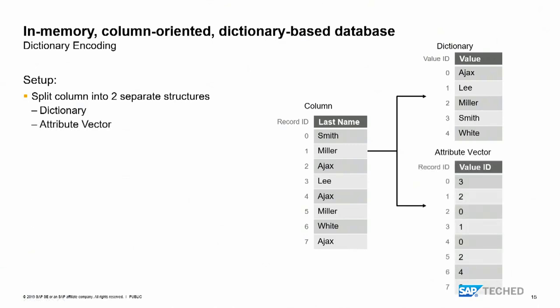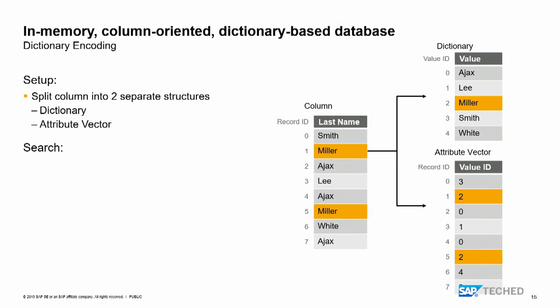And the second data structure is the so-called attribute vector. And I will show you with a small example how that's built. Let's look at the last name Miller. Look at the dictionary, and we see Miller is stored here, at the value ID 2. Go to the attribute vector, and we see at the points where Miller was before, at the so-called record ID 1, here 1, we have now the 2. So instead of storing strings all over again, we now only store the value IDs, which are the indices of the dictionary.